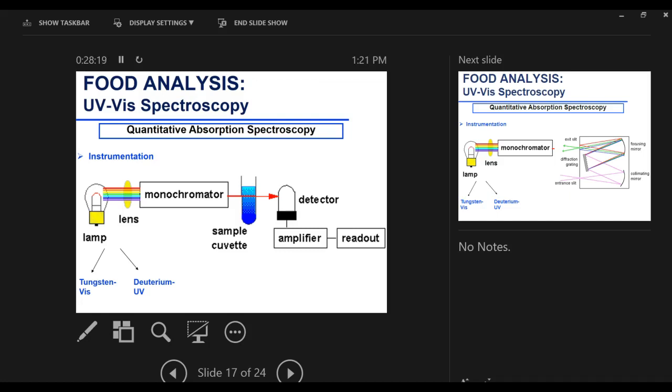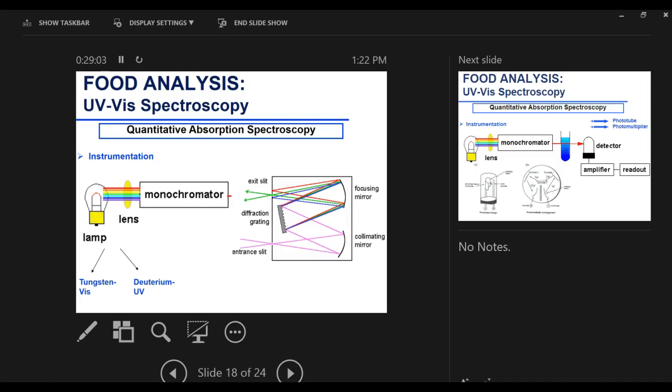Instrumentation. A lot of the spectrophotometric units have a monochromator. So you have your lamp, the light source. In UV, it could be deuterium. In visible light, it could be tungsten. So you have your source of light, and all of the light gets onto your monochromator, and then a singular wavelength that you selected comes out of the monochromator.